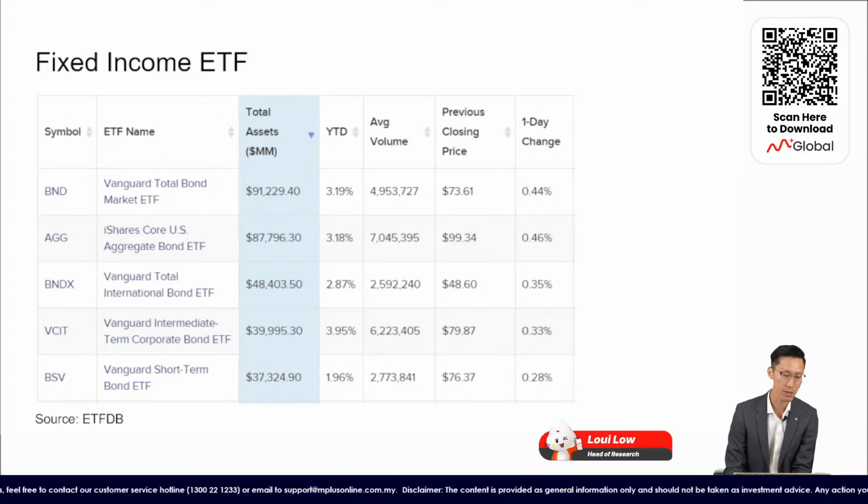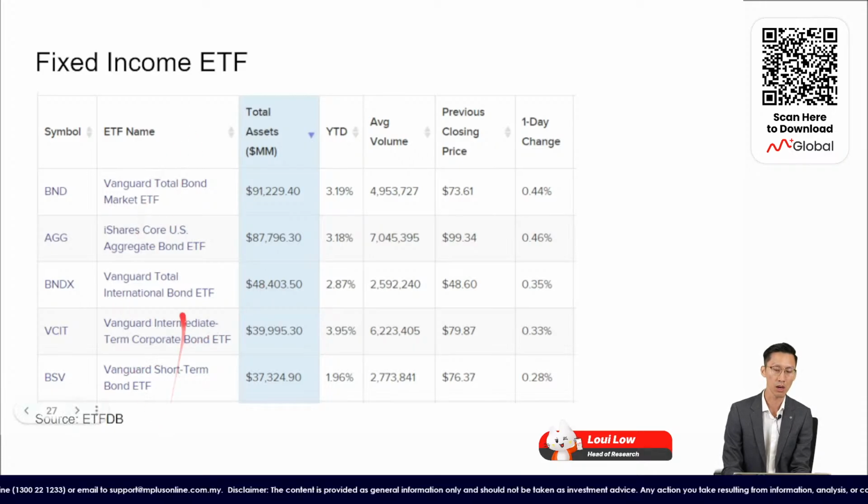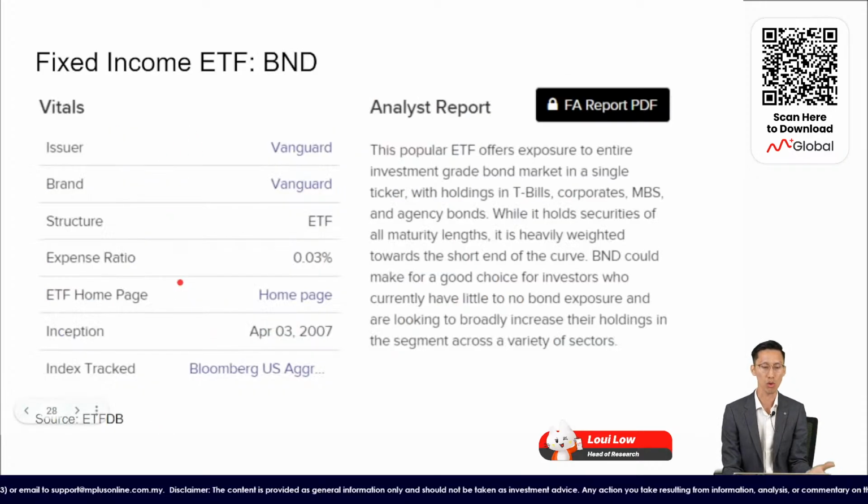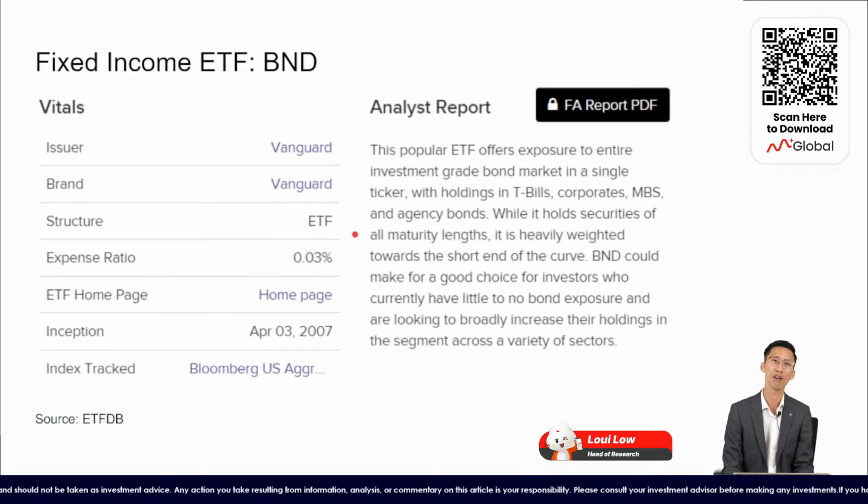So these are some of the names: BND, AGG, BNDX, VCIT, BSV. So these are some of the ETF names. If you want to know more, you can actually click into some of these in the ETF DB. ETF DB will be my go-to webpage to find out more about all these ETFs. And you can see the expense ratio is very, very low for fixed income. So perhaps this could be one of your ways to expose yourself to the fixed income segment.